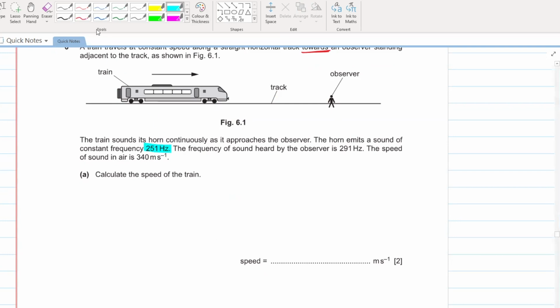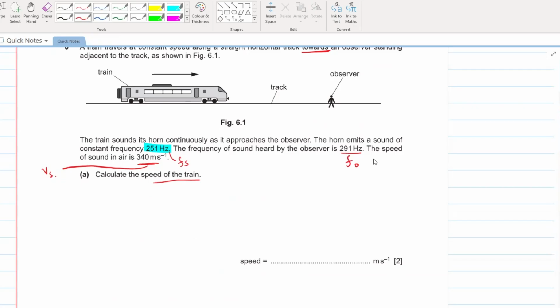So this is the frequency of the sound. The frequency of the sound heard by the observer is this f naught. The speed of the sound in the air is 340 m s^-1. Calculate the speed of the train. You have to calculate the speed of the train. How are you going to do that?